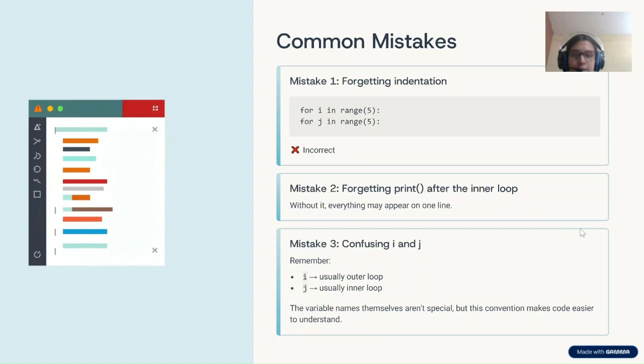Another mistake is confusing i and j. Usually we use i for the outer loop and j for the inner loop. These variable names aren't mandatory, you can use any variable name. Some people also use col and row for these, like col for j and row for i. You can use anything. These are just usually used, right? Using a consistent naming convention makes the code easier to understand. Okay.